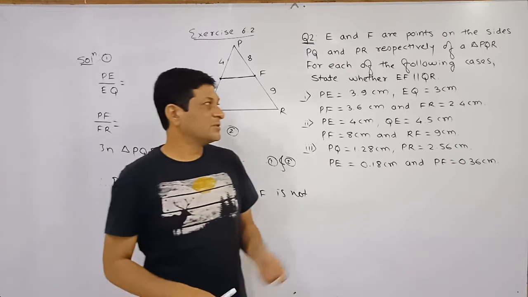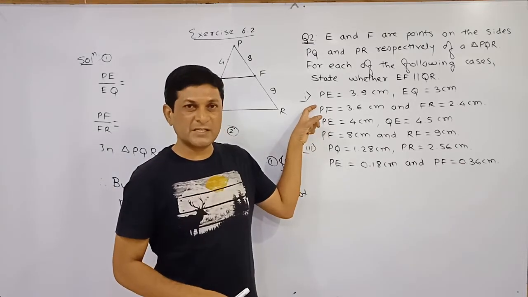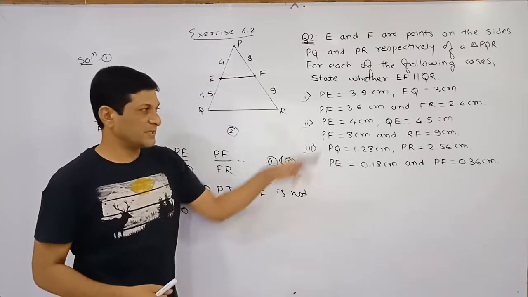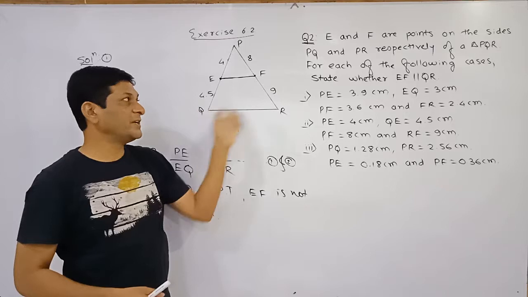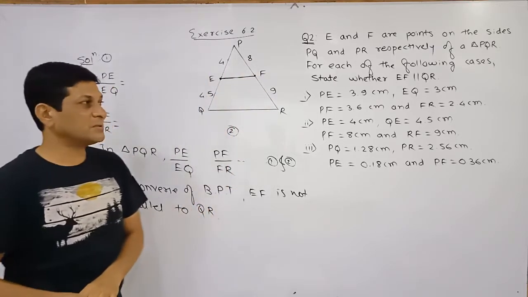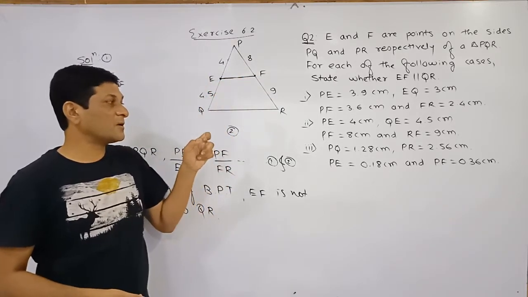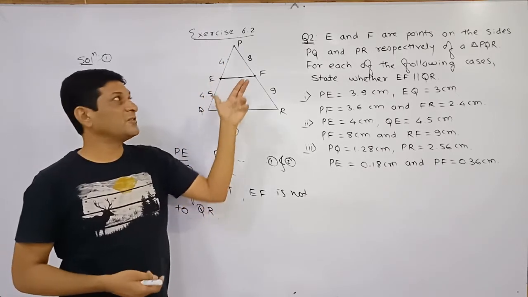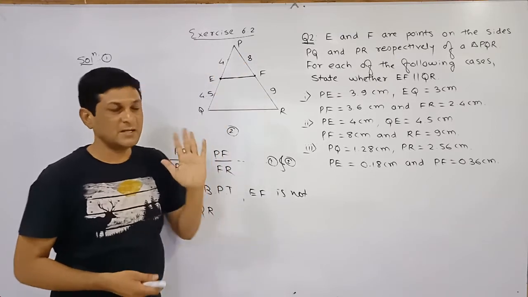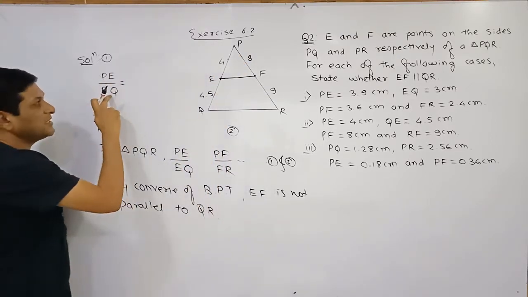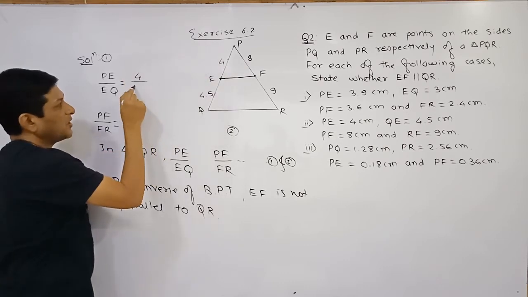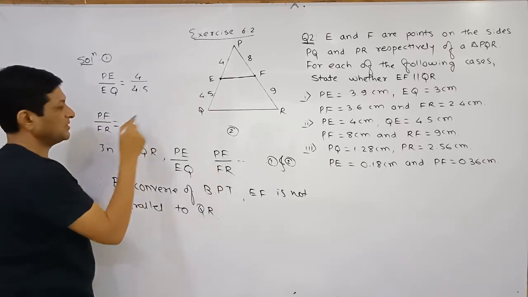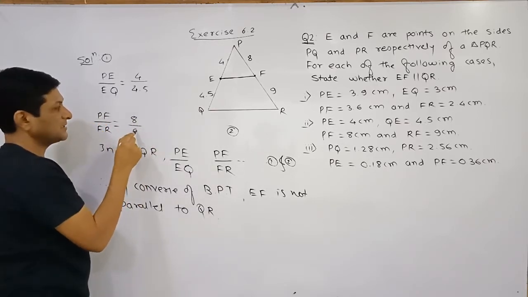Exactly using the same method which you have seen in the first example, now we are solving example number second. The given values in example number second we have already shown here. Now let us check whether EF is parallel to QR or not. So let us first find the ratio of PE and EQ, and later the ratio of PF and FR. So here PE upon EQ, substitute the value 4 upon 4.5. And PF upon FR will be equal to 8 upon 9.